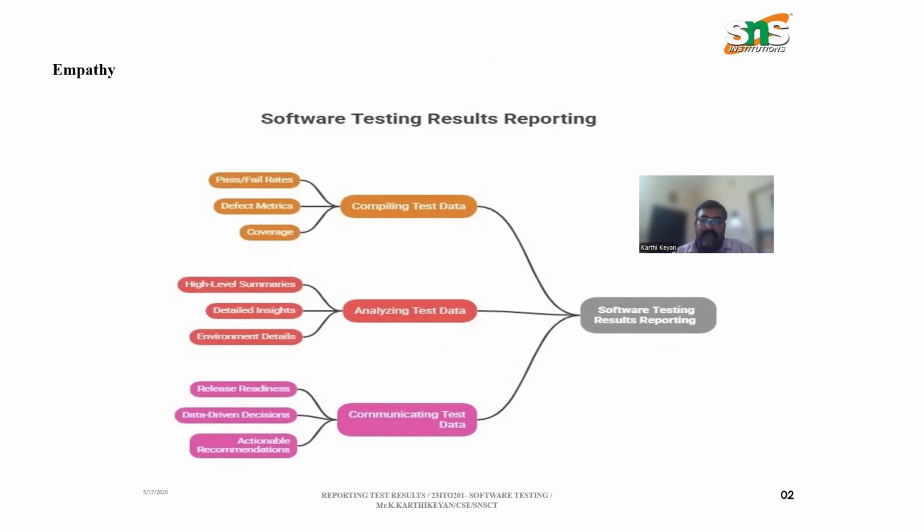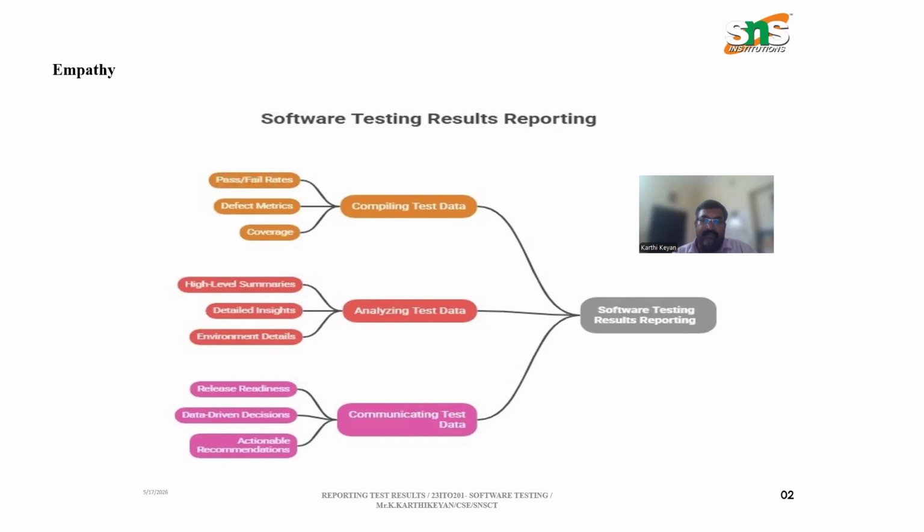And coverage is the most important. For example, path coverage, or insurance coverage, or any other product, based on that, give it to a particular person to rectify and return it back through the same process. And analyzing test data: high-level summary and detailed insights, environmental details. So these are the things in the analysis of data.